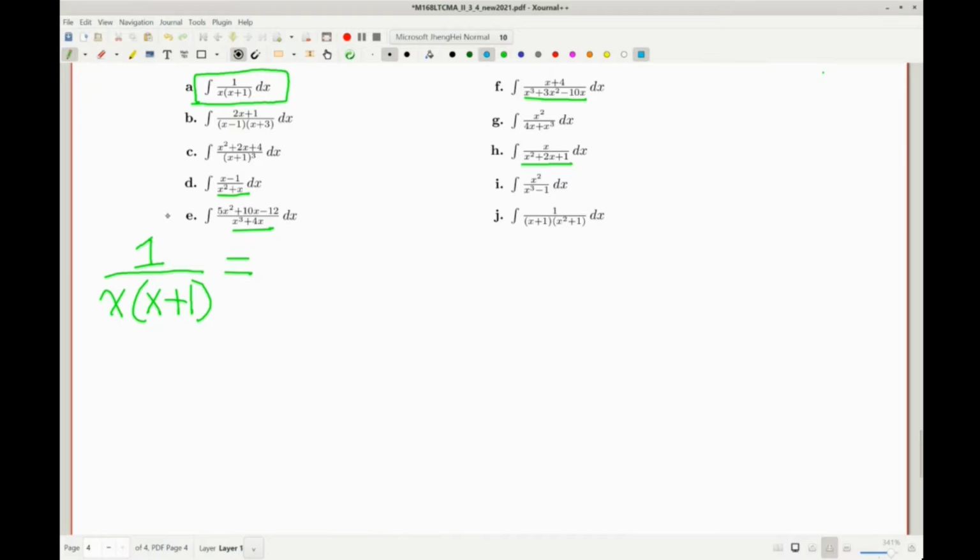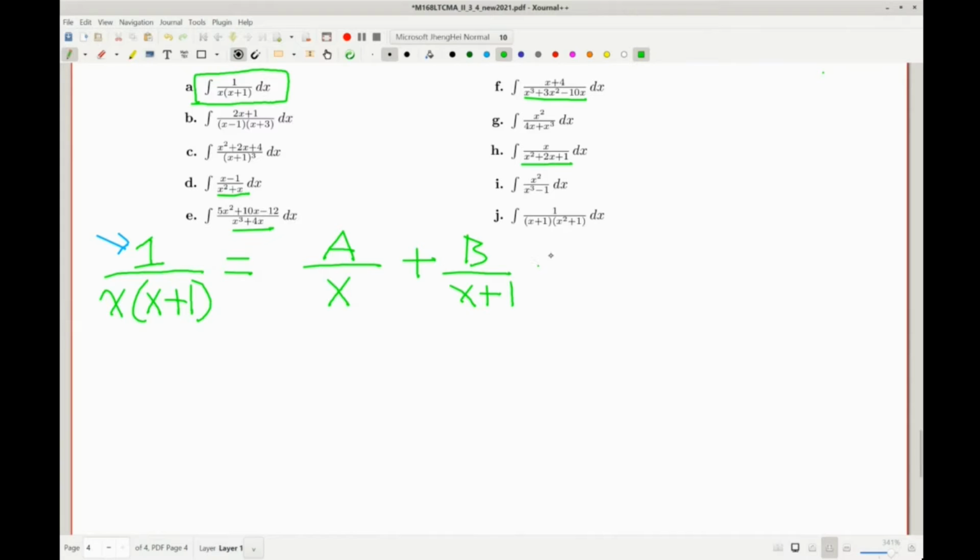And the degree of the top is 0, so it's less than the degree of the bottom, which is 2. So those are little things to recognize. The moment we recognize that, we know we can write this in partial fractions. It's A over a linear factor plus B over the other linear factor. So that's important to note.